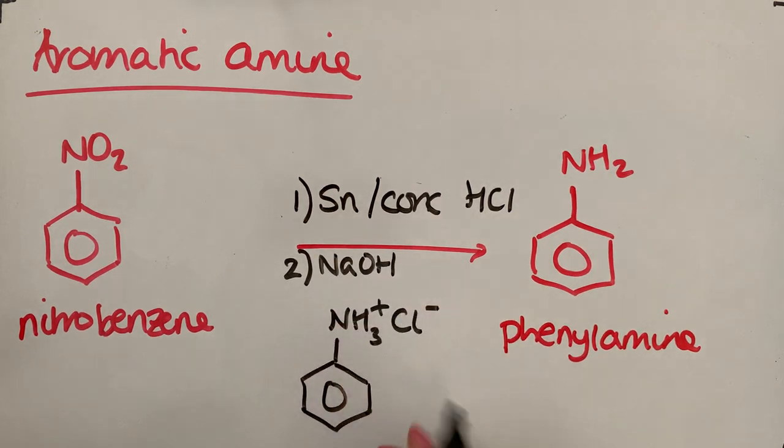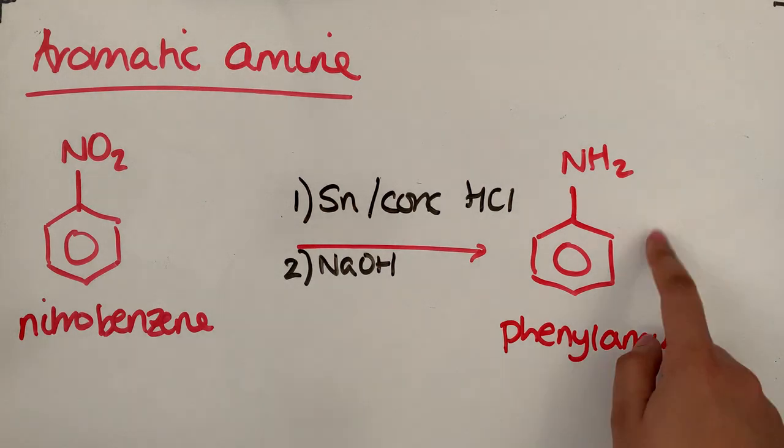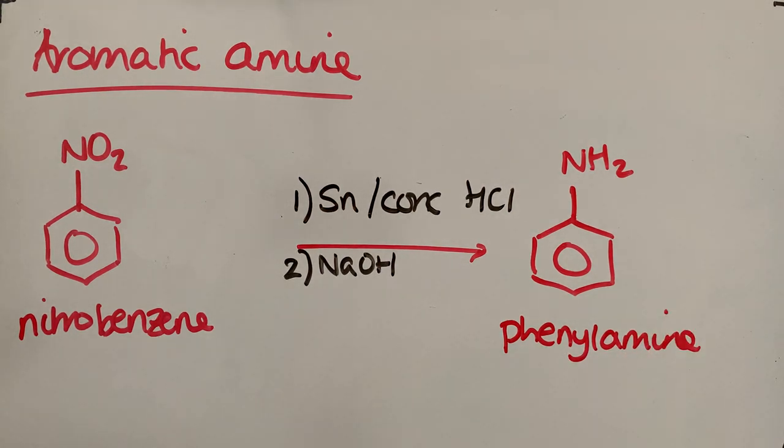So you form this salt here, and then in step 2 you react this salt here with sodium hydroxide. Like we've been doing for aliphatic amines as well, to get rid of the salt, we react it with sodium hydroxide, and that then gives rise to our phenylamine here. So yes, you need to know both those conditions: tin and concentrated hydrochloric acid, and then sodium hydroxide.